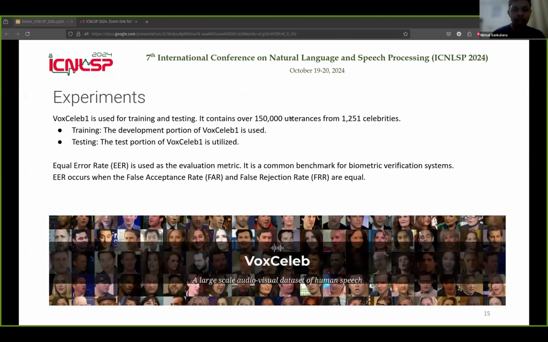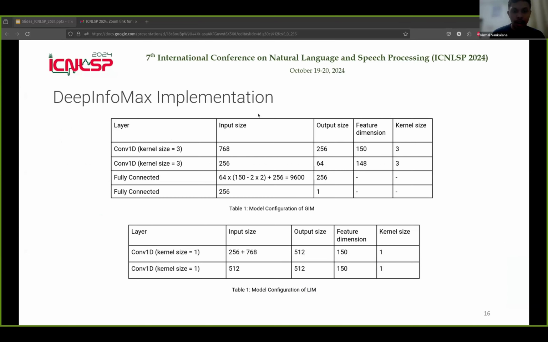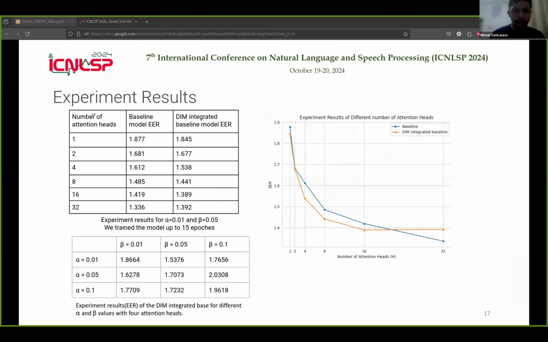We use the VoxCeleb1 dataset for training. The VoxCeleb1 dev set we use for training, and the VoxCeleb1 test set for testing. We use equal error rate as our evaluation metric. And we use 1D convolution layers for implementing both local Infomax and global Infomax, since we are dealing with sequential data. And so here are our results.